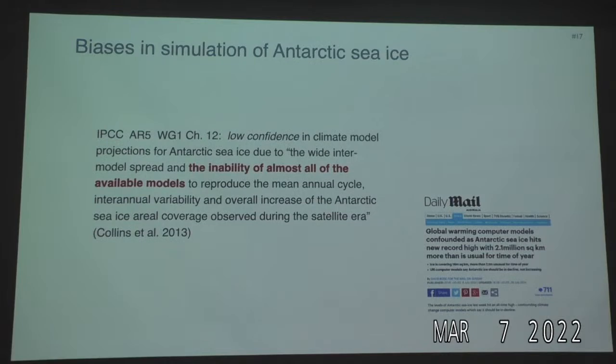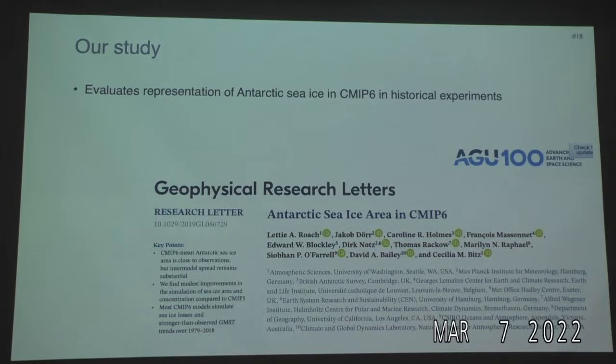So in our study, this was something that I led in 2019 to 2020, together with a group of folk from two different projects, the Sea Ice Model Intercomparison Project and also the Antarctic Climate of the 21st Century Project. What we wanted to do here was simply to evaluate the representation of Antarctic sea ice in CMIP6 in these historical experiments. And a lot of the hard work here was really just managing data from all of these different models and wrangling with that.